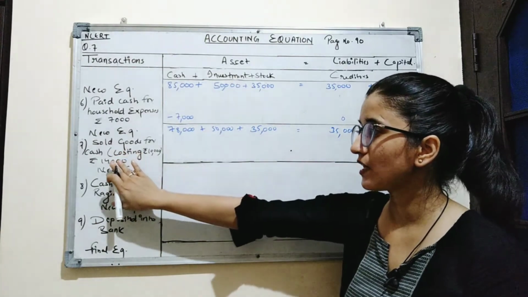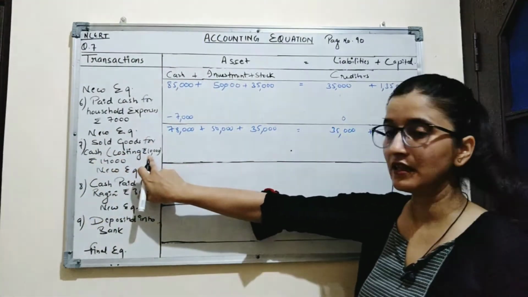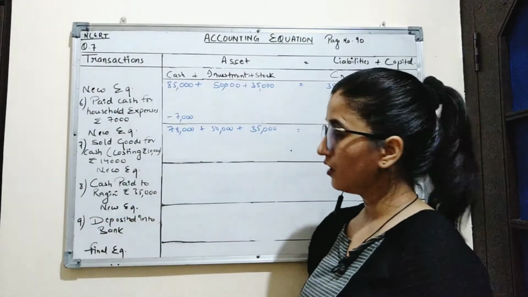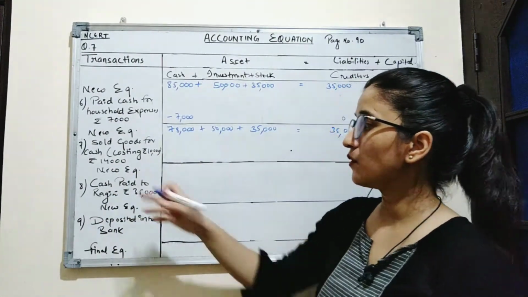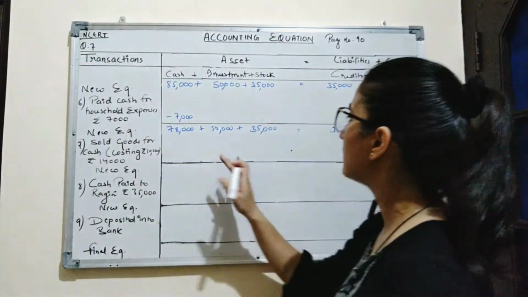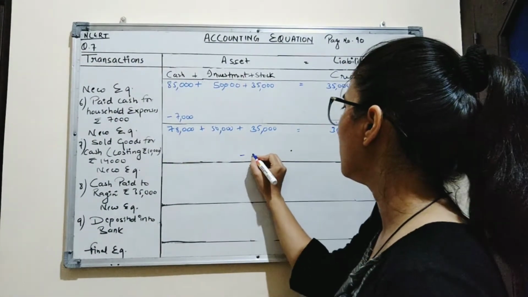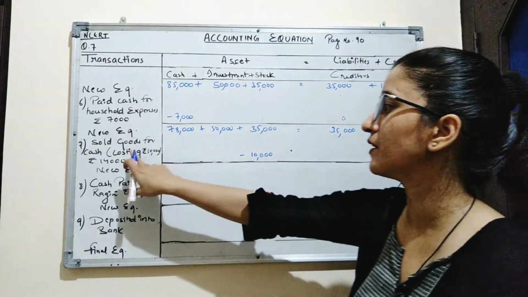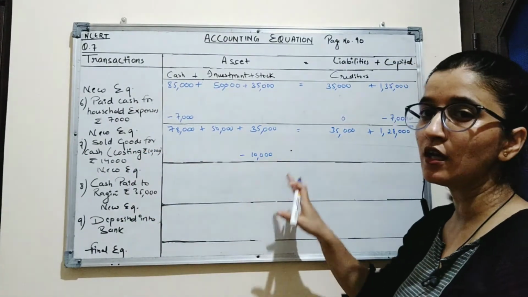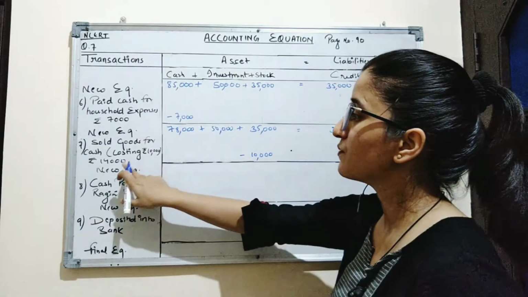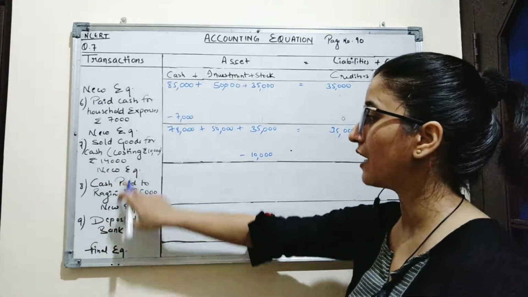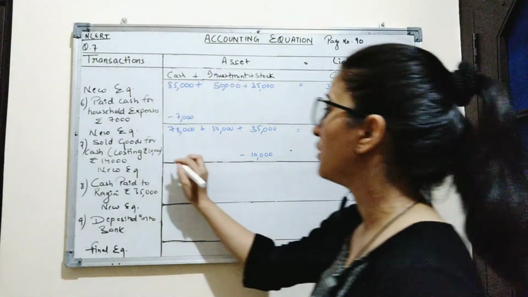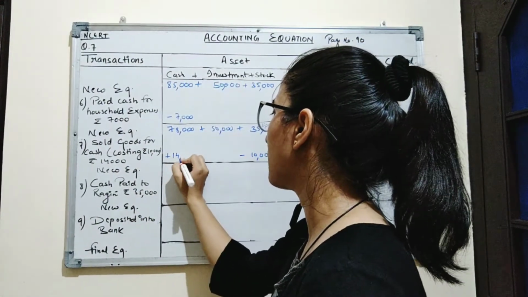Now in this transaction, goods costing 10,000 has been sold for 14,000. So here goods of rupees 10,000 has been sold. So we will deduct rupees 10,000 from stock column because the stock is decreased by the amount 10,000. It has been sold and it has been sold for rupees 14,000. That means the company is receiving 14,000 in cash. So we will add this amount in cash column.